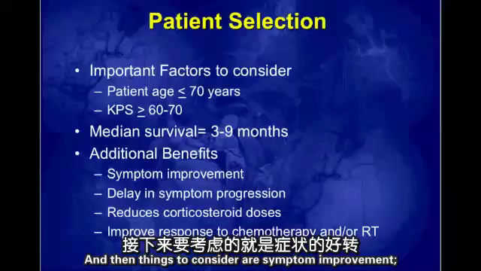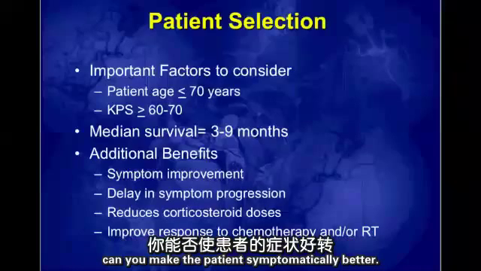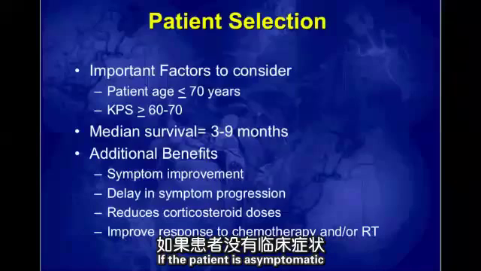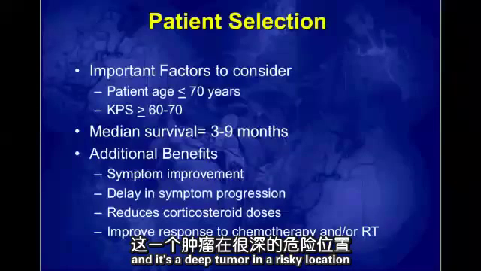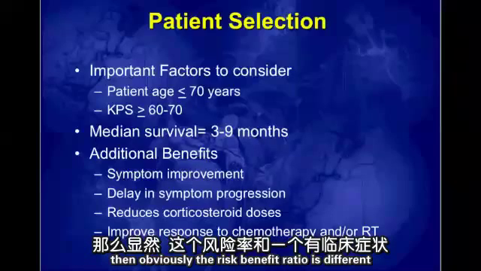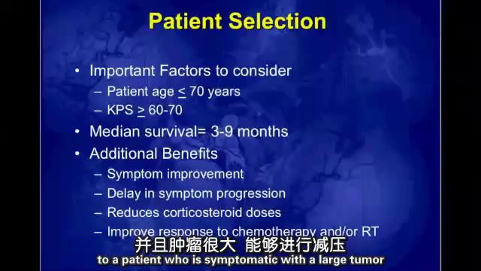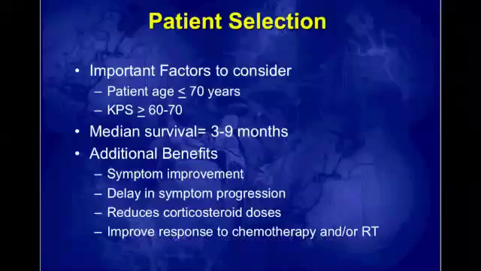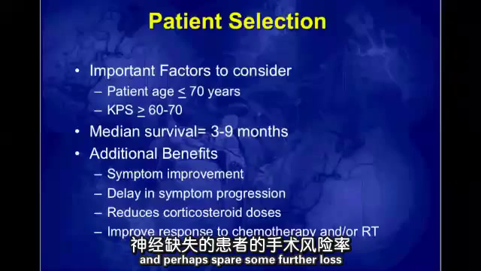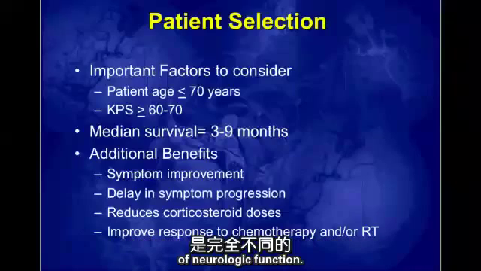And then things to consider are symptom improvement. Can you make the patient symptomatically better? If a patient's asymptomatic and it's a deep tumor in a risky location, then obviously the risk-benefit ratio is different than a patient who is symptomatic with a very large tumor where you can actually decompress and perhaps spare some further loss of neurologic function.